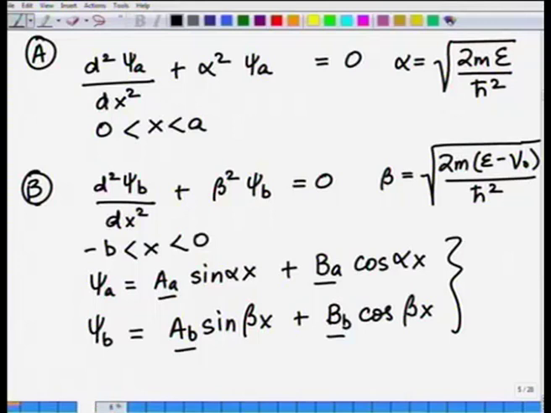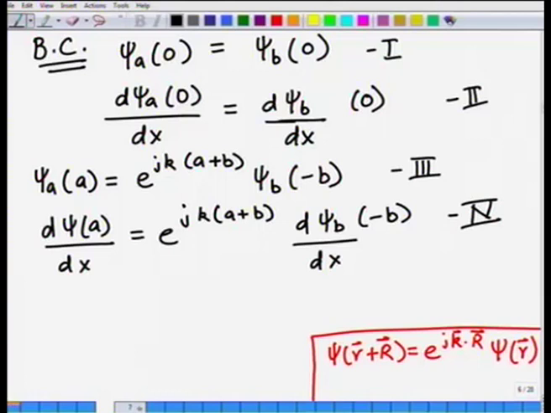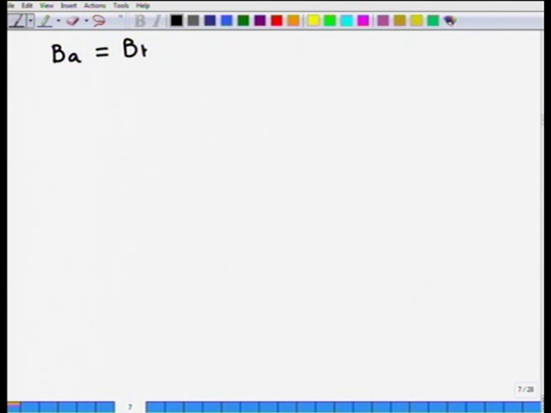So, let us start applying these boundary conditions. If we start applying the first boundary condition, then from 1 we will get B_A equal to B_B. That is one we will get.